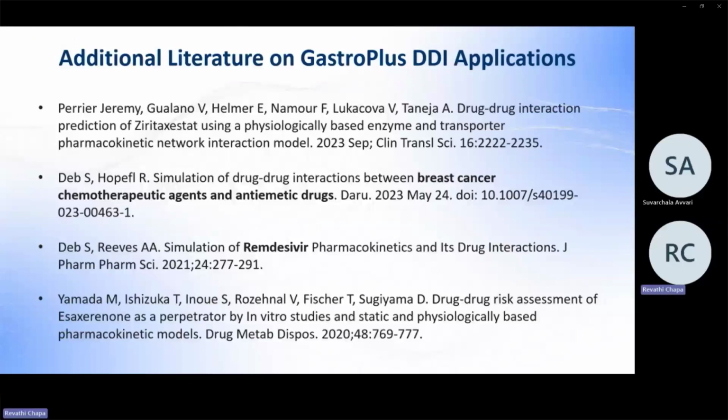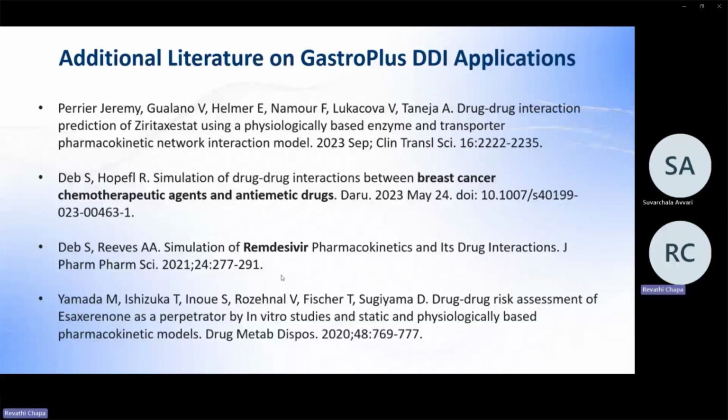Okay, next, in terms of additional literature on GastroPlus DDI applications, here are some of the publications that you can refer to, for how DDIs can be used, which gives you a workflow and direction to follow: which enzymes, what kind of data is required, how to develop a modeling strategy, and how to further verify DDIs. So you can refer to these papers.